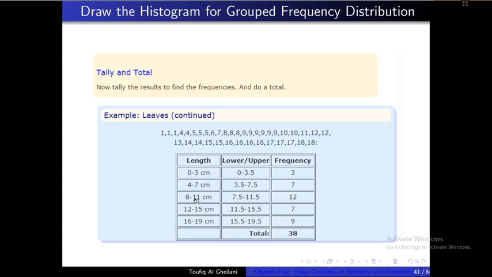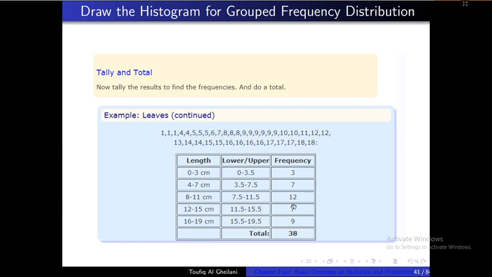Between 8 to 11 centimeters, we get 12. How? Look here, 1, 2, 3, 4, 5, 6, 7, 8, 9, 10, 11, 12. Between 12 to 15, the frequency is 7. How? 1, 2, 3, 4, 5, 6, 7. Between 16 to 19 centimeters, we got 9. How? 1, 2, 3, 4, 5, 6, 7, 8, 9.